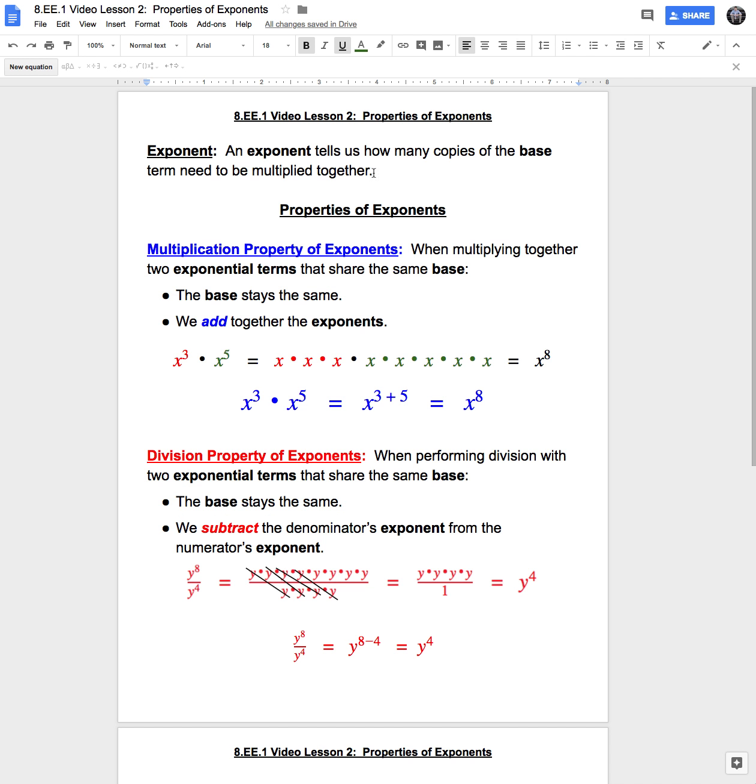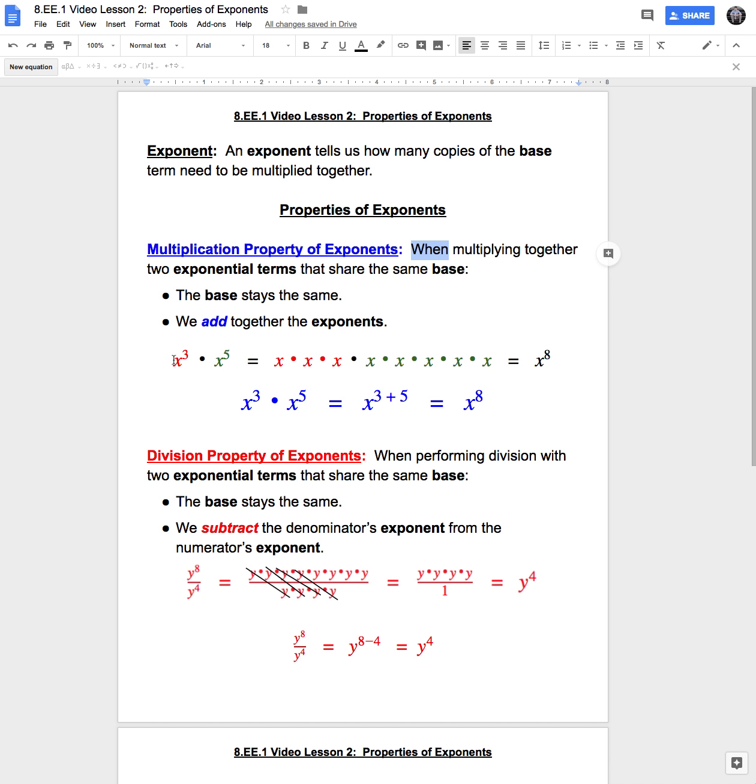As you'll recall from the first video lesson, an exponent tells us how many copies of the base term need to be multiplied together. The first property we're going to look at for exponents is the multiplication property of exponents. That tells us that when we multiply together two exponential terms that share the same base, the base will stay the same and we add the exponents together.